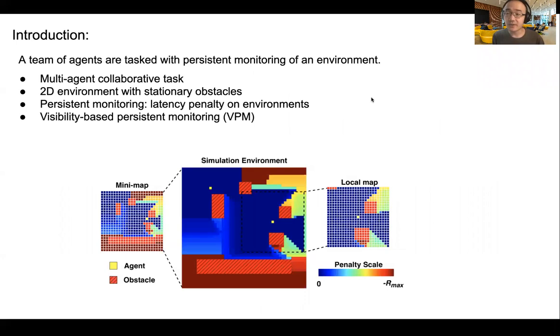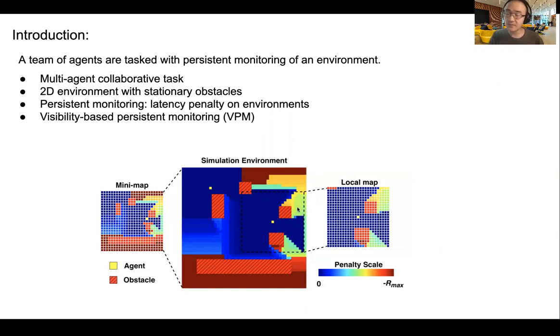Our work is on a team of agents that are doing persistent monitoring of an environment. This task is a multi-agent collaborative task, and we focus on 2D environments with stationary obstacles. The persistent monitoring task is about reducing latency penalty on the environment. The latency penalty is that if a point in the environment is not monitored by any agent, it will accrue a latency penalty value. Our goal is to minimize the overall latency penalty values on the entire environment.